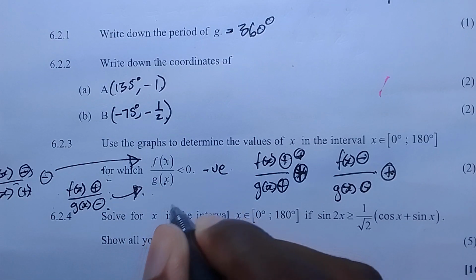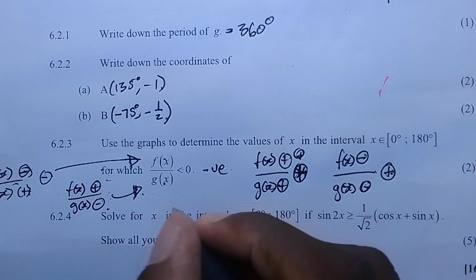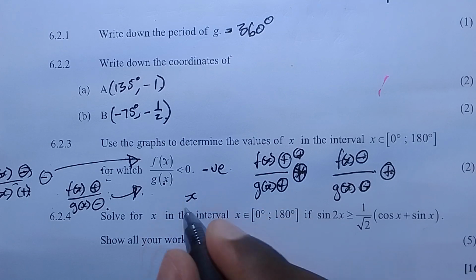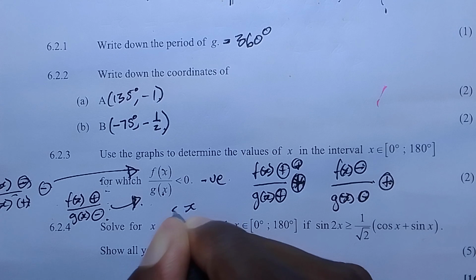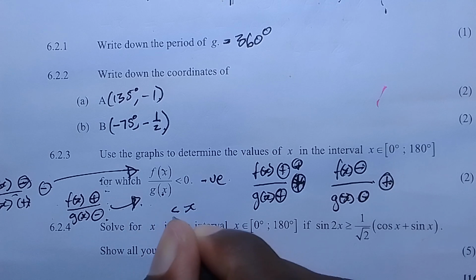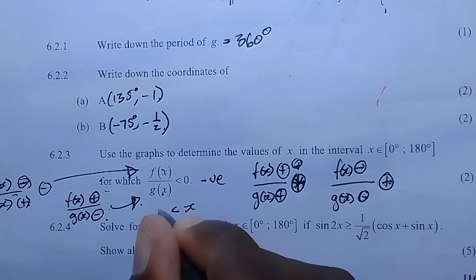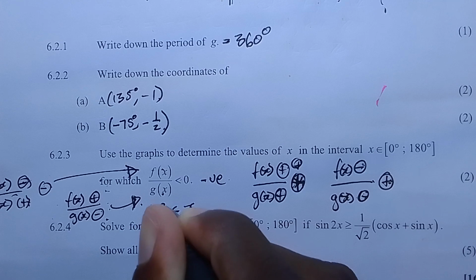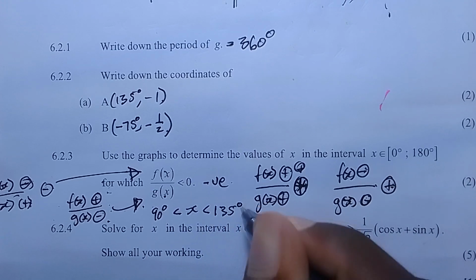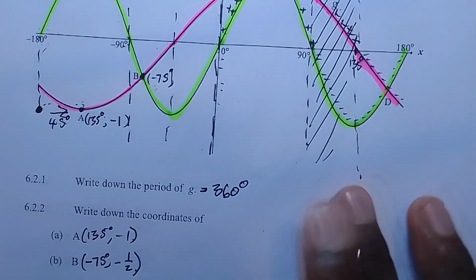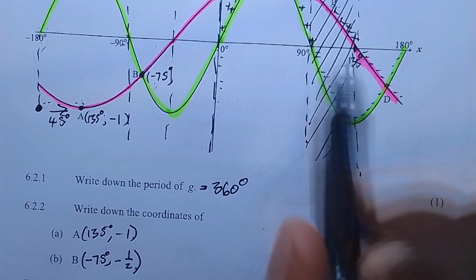So our answer should be x, they're using x. Yeah, x should be greater than 90 degrees but less than 135 degrees. Right, so why is this 135, you might ask?